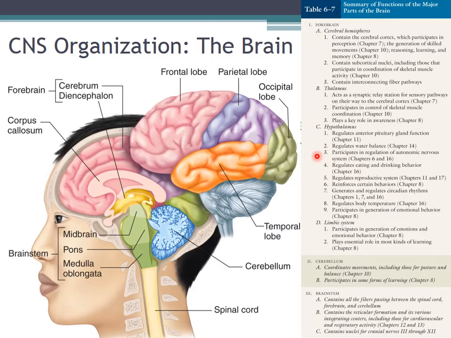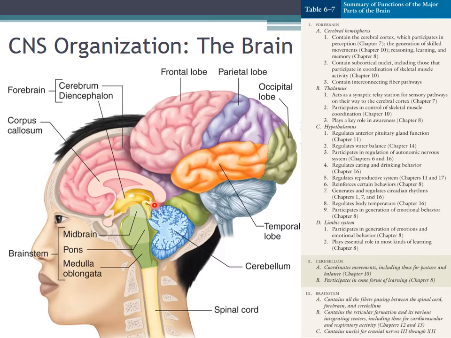Okay. It's also a major player in regulation of the autonomic nervous system, see listed here. It's involved in circadian rhythms and participates in the production of emotional behavior. And in that way, it's part of this other system here called the limbic system. The limbic system is going to be a multi-structure system inside the brain. But the limbic system is going to be involved in the generation of emotions and emotional behavior. And a particular region of the limbic system called the hippocampus is going to play an important role in learning.